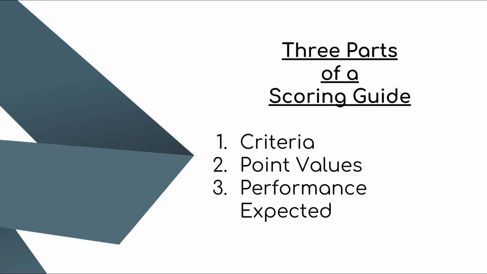There are 3 major parts of a scoring guide. The first part is the criteria, which names the category or trait that'll be scored. The second part is the point values assigned to levels of performance in that category. A scale of 0 to 4 fits most performance levels. And the third part of a scoring guide is the performance expected. Define the characteristics of each point value in each category.